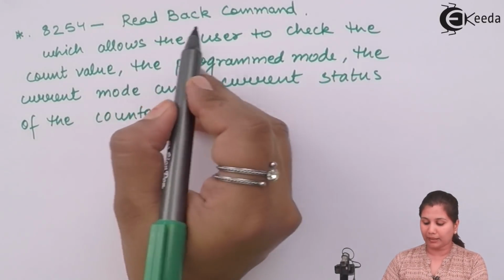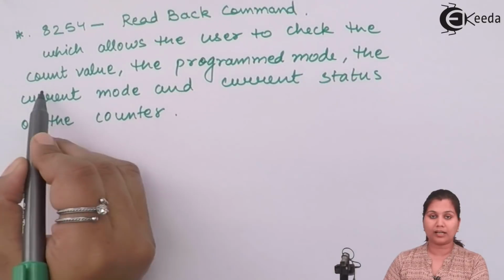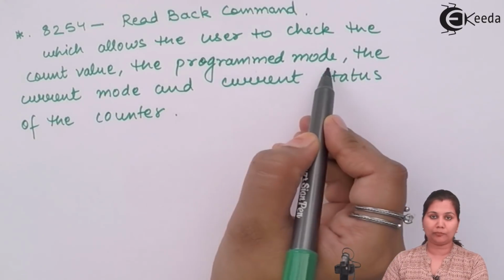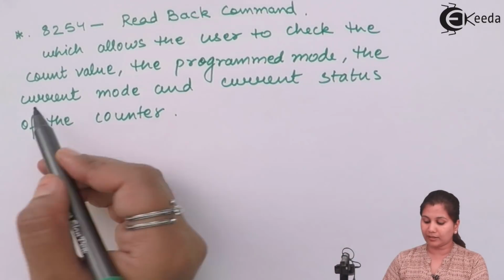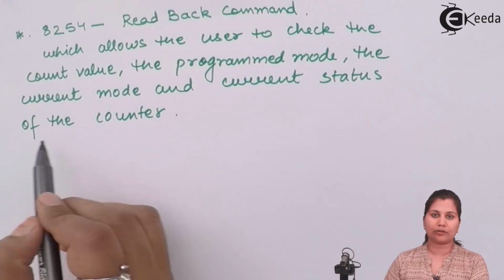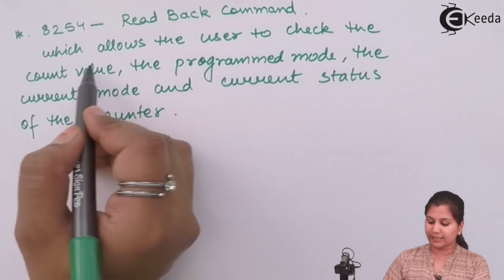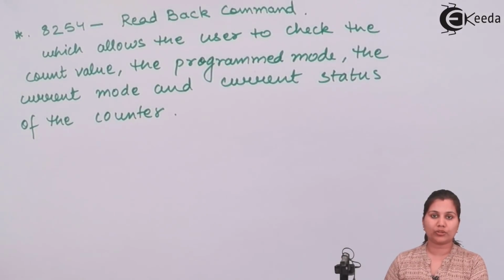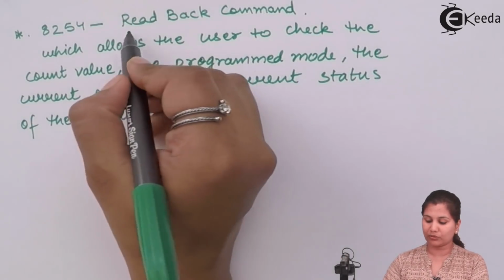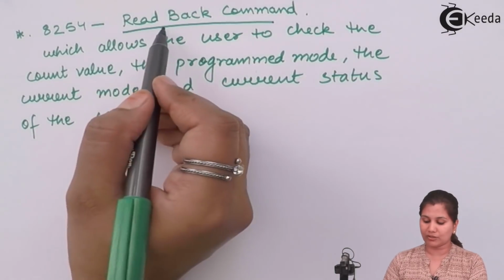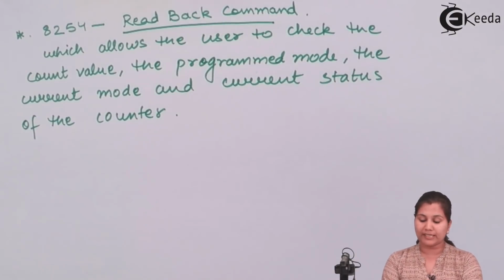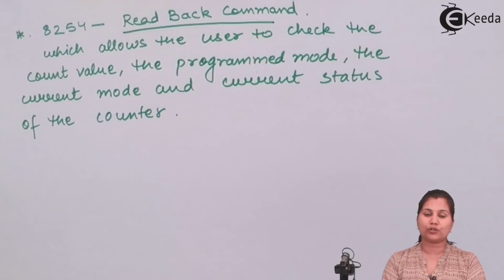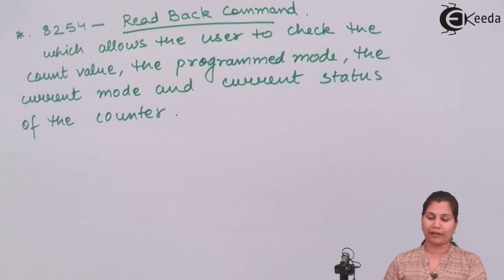So this readback command allows the user to check the count value, the programmed mode that the timer is working in, which of the 6 modes, and the current mode and current status of the counter. All these things can be checked by the user at any time using this readback command, and this feature is only available in the 8254 IC. So these were the features of the programmable interval timer ICs 8253 and 8254.